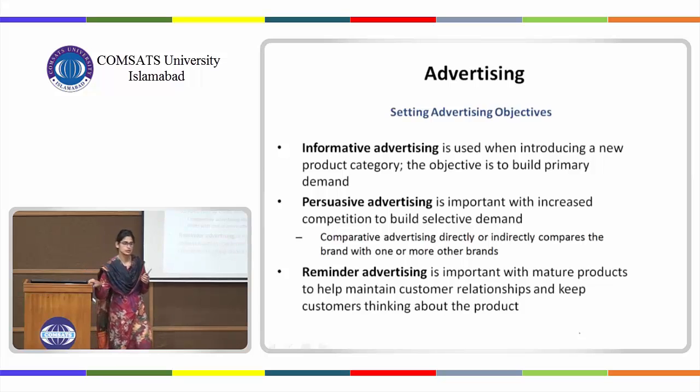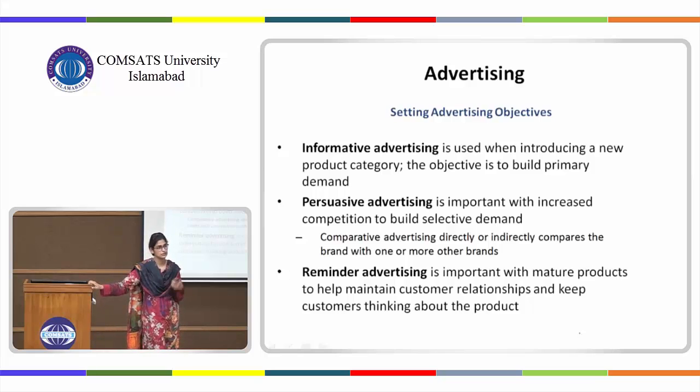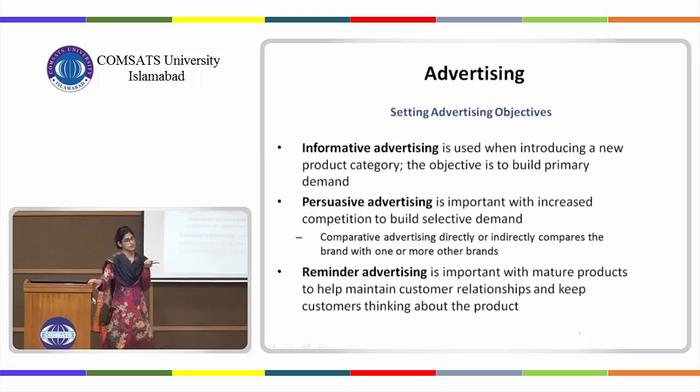We saw the example of Pepsi and Coke in the last lecture, and how a salesperson of Coke wanted Pepsi and not Coke. So this was comparative advertising, whereby Pepsi explicitly showed in their advertisement that Pepsi is superior to Coke. The brand of Coke was very visible, their logo was very visible, and they talked about it, right? So this was comparative advertising. Then reminder advertising is important with mature products to help maintain customer relationship with customer thinking about the product.